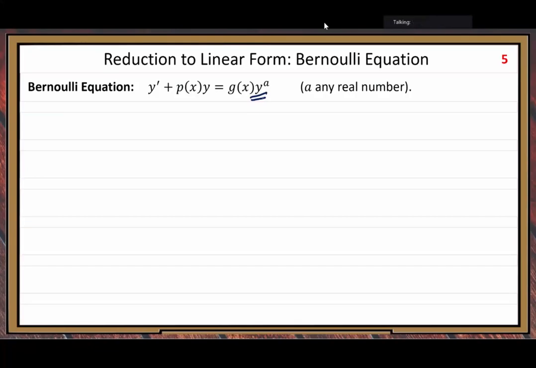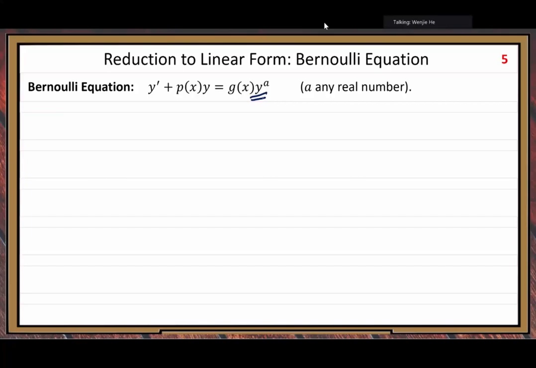Here you can see Bernoulli equation is not a linear ODE, because of this term, y to the general A. For the general A, nonlinear. But for special A, it could be linear, right? For example, A equals 0, it's linear. A equals 1, also linear. But for other A, not linear. But there is a little trick to convert Bernoulli equation to a linear equation.